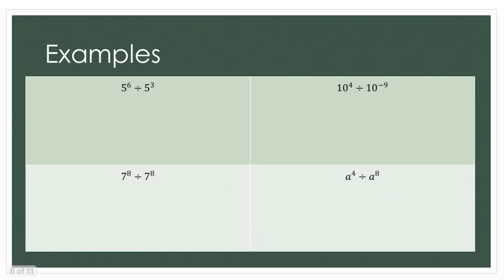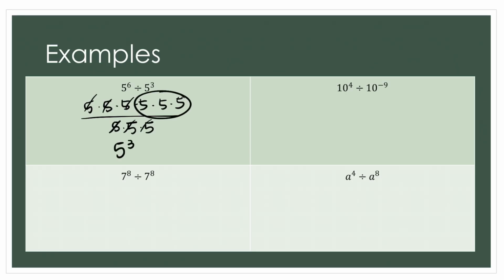So in the first one, if I wanted to write this out, I'd have 6 5s on the top, so 5 times 5 times 5 times 5 times 5 times 5. And on the bottom, I have 3 5s, so 5 times 5 times 5. I cancel out 3 of them because that's what matches on the top and the bottom. And then I'm left with 3 5s or 5 to the third power. And that is my simplified answer. I could simplify it more to 125 actually, and you should if you can, but sometimes your teacher might just be looking for the property usage, and so you just subtract the exponents.